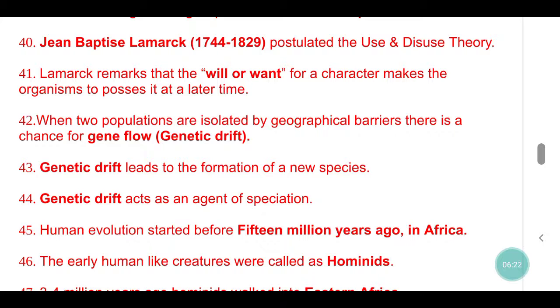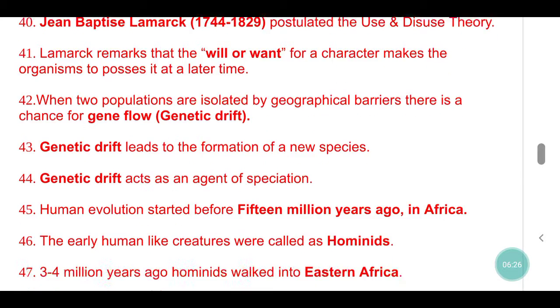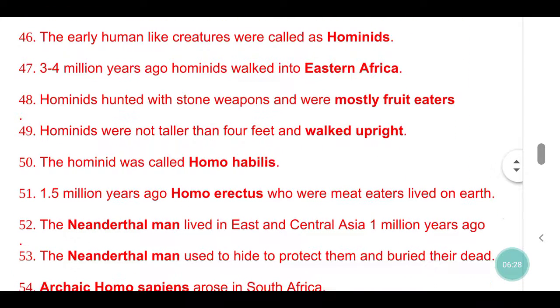Human evolution started before 15 million years ago in Africa. The early human-like creatures were called hominids. 3 to 4 million years ago, hominids walked into eastern Africa. Hominids hunted with stone weapons and were mostly fruit eaters. Hominids were not taller than 4 feet and walked upright.